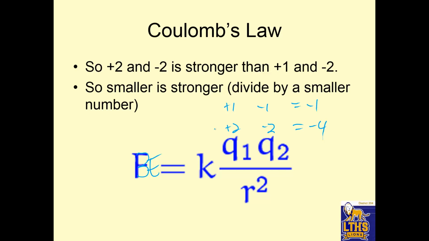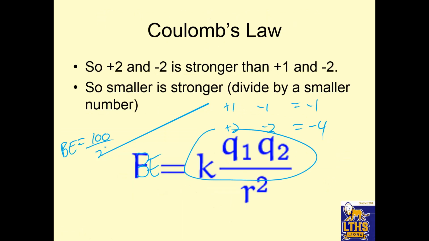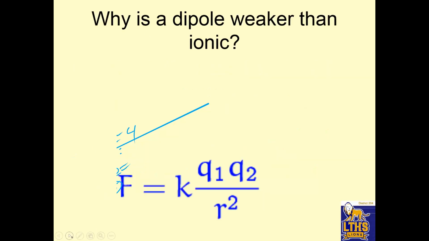So if bond energy equals 100 over my radius squared, and let's say my radius squared is 25, or I have a bond energy where I have 100 divided by 15. Which one's bigger? Well, the one with the smaller radius will give you a bigger bond energy. This is 4. This is more than 4.